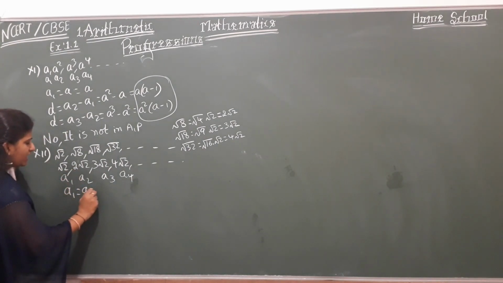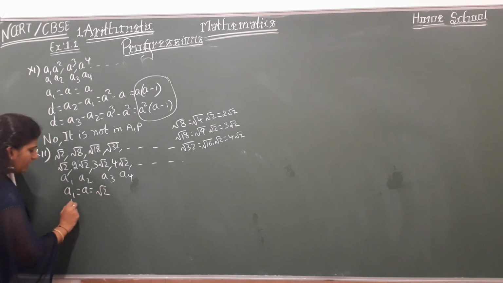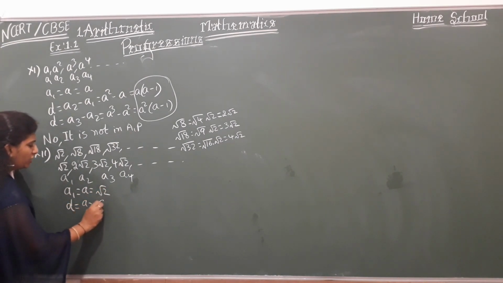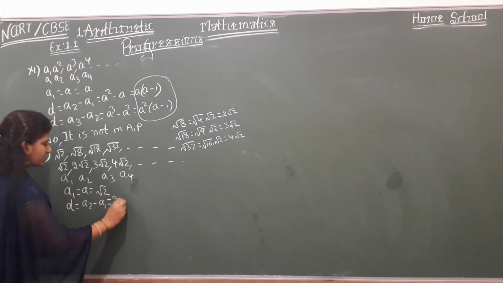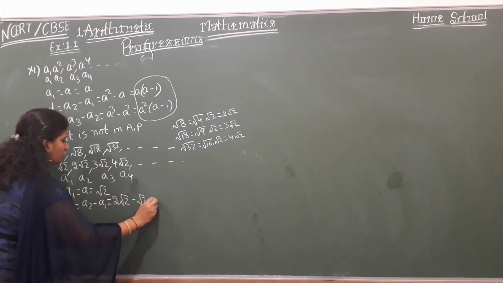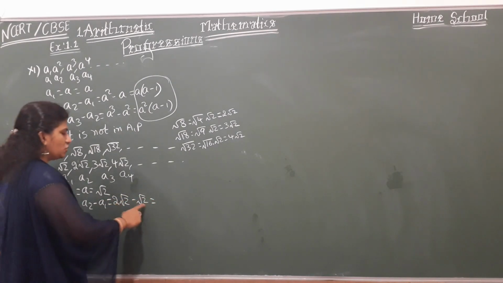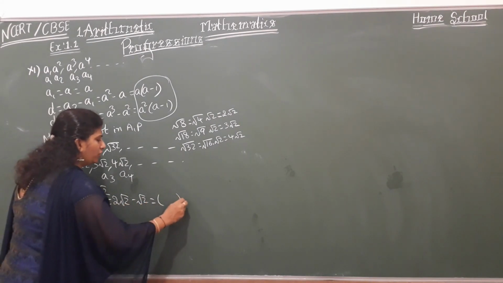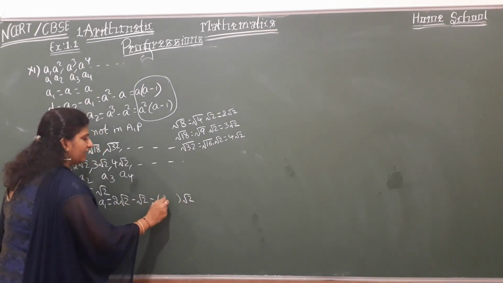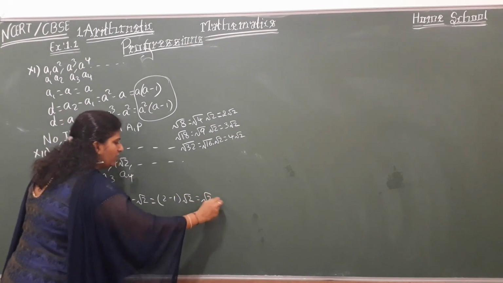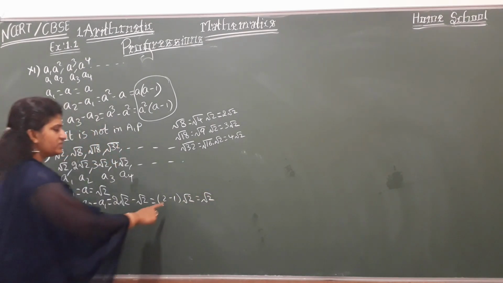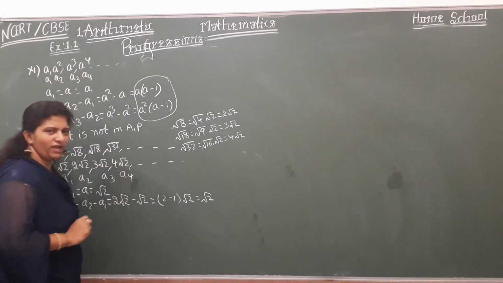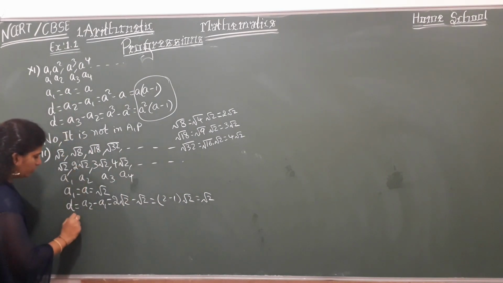A1 is equal to A, which is equal to root 2. D is equal to A2 minus A1, that is equal to 2 root 2 minus root 2. Okay, children, in these two, what is common? Root 2 is common. That is 2 minus 1, which will be root 2. 2 minus 1 is 1, no need of writing 1. 1 into root 2 will be root 2.